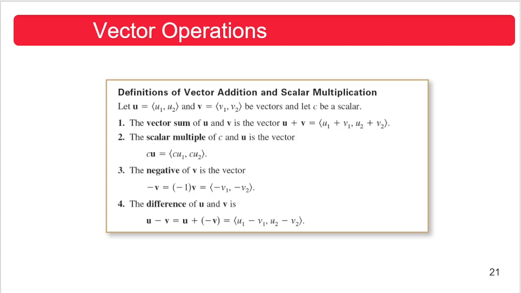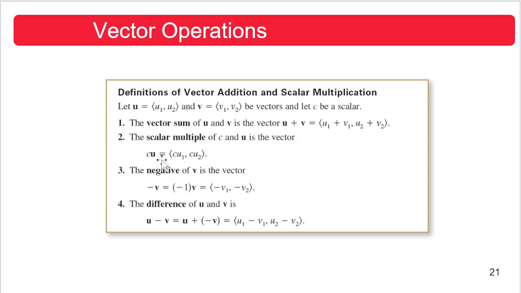By definition, let U be a vector with components U1, U2, and vector B with components B1, B2, and let C be a scalar. The vector sum of these two vectors, U and B, is the vector of this form: U plus B is equal to U sub 1 plus B sub 1, which is the first component, and U sub 2 plus B sub 2 as the second component.